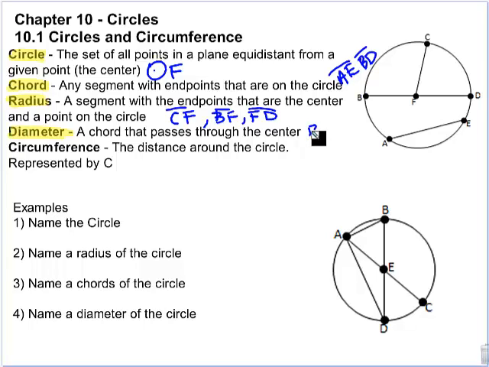So far, is this all review? Okay, it should be review. If it's not review, you are now learning it. Okay?